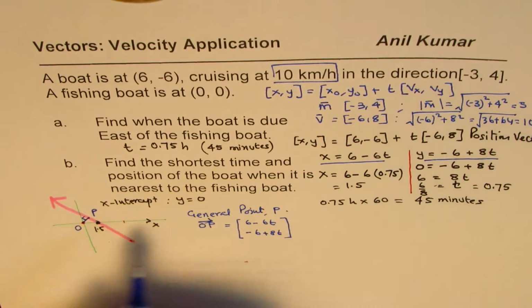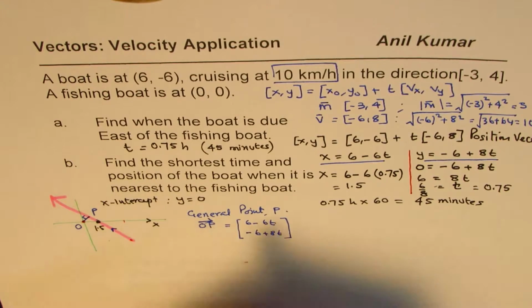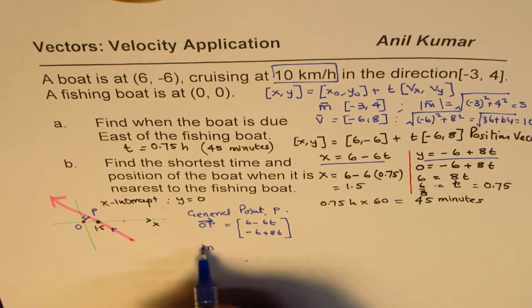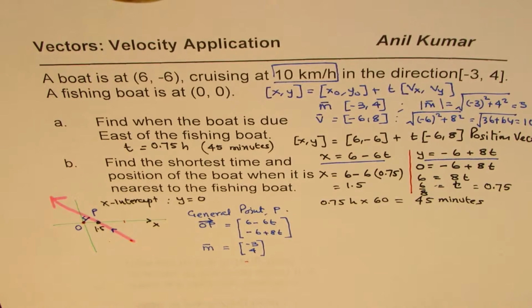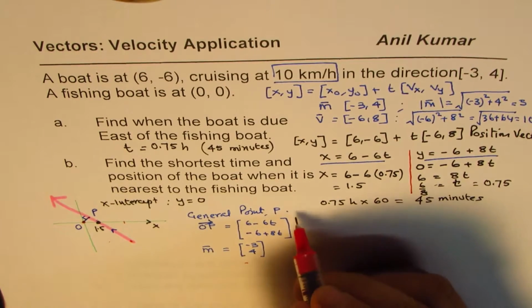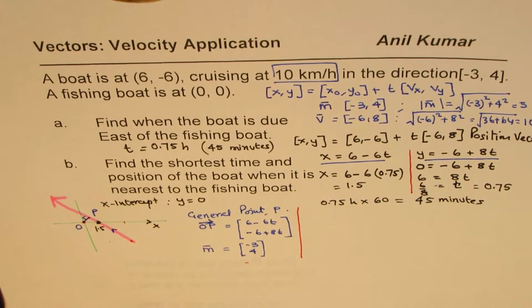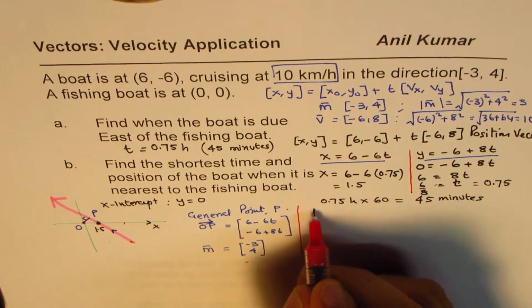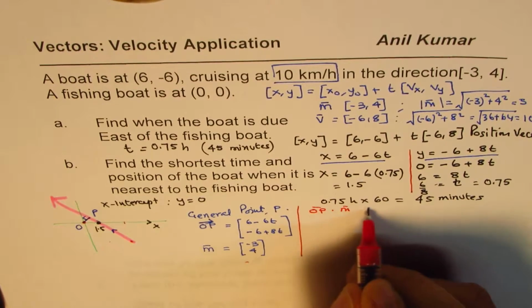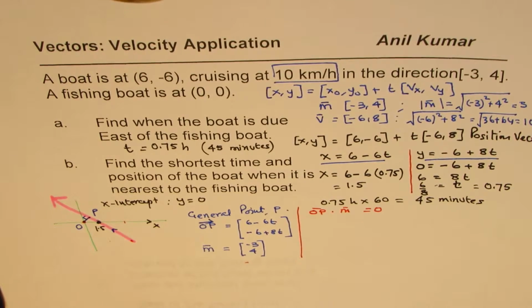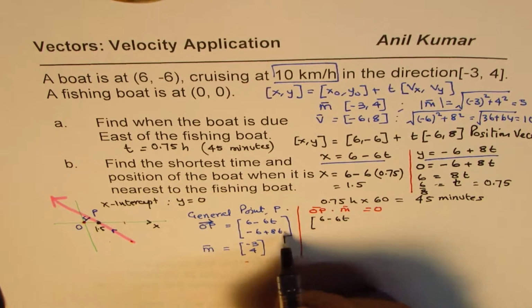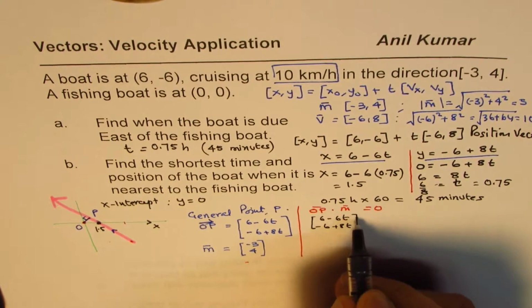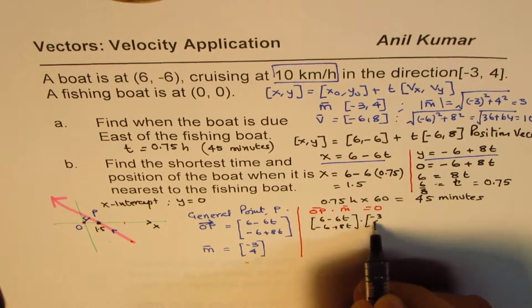Now, as far as the direction of this boat is concerned, what is that direction? We'll call this M, and M is given to us as minus 3, 4. Now, if they are perpendicular, the dot product should be 0. That's the concept. So we are saying that OP dot M equals 0. So we have 6 minus 6t, minus 6 plus 8t, dot minus 3, 4.